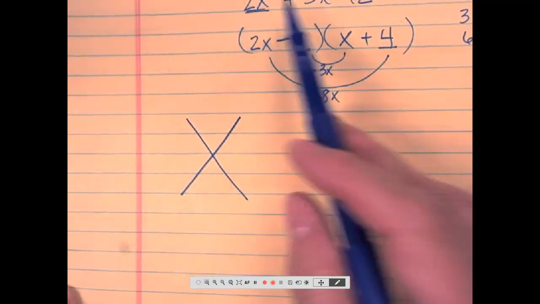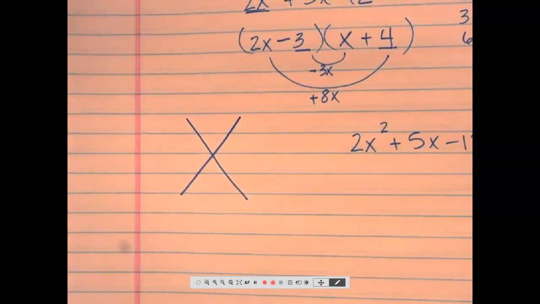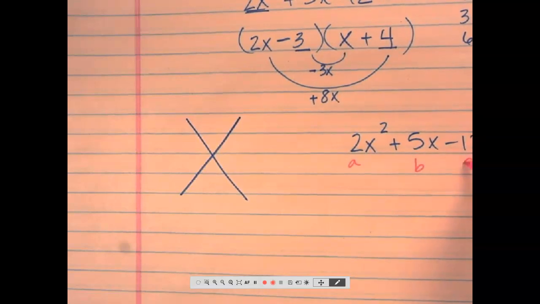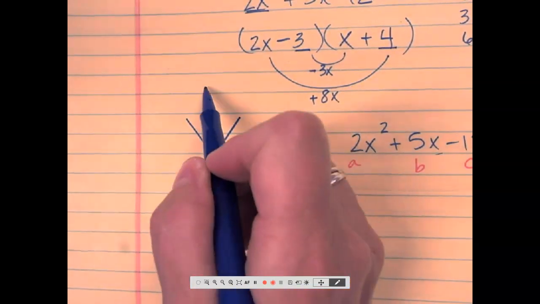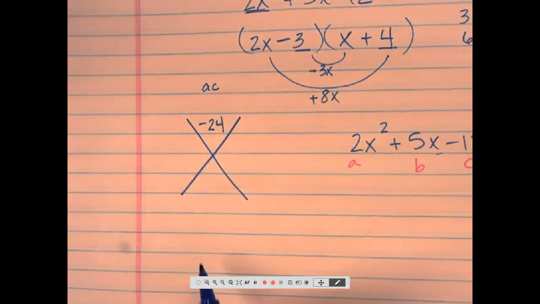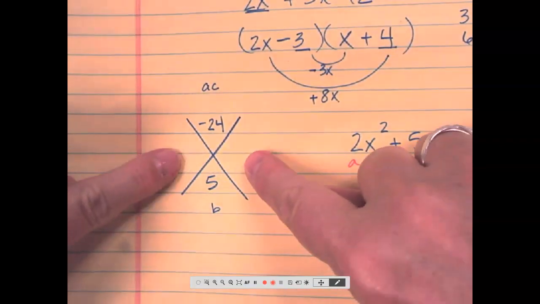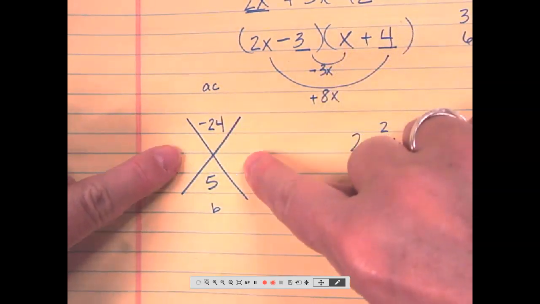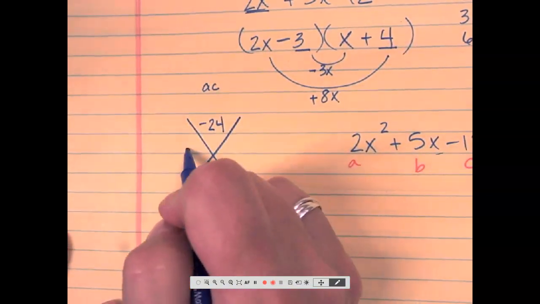Okay, so if I talk about 2x squared, come on, y'all, hang with me here. This is A, B, C, right? In terms of the quadratic formula. Okay, A, B, C. I need to put A times C at the top. 2 times negative 12 is negative 24. I need to put B at the bottom, which is 5. And then you are finding the combination of any numbers that will multiply to give you that, but add up to give you that. 8 and negative 3. Doesn't matter which side I put it on.